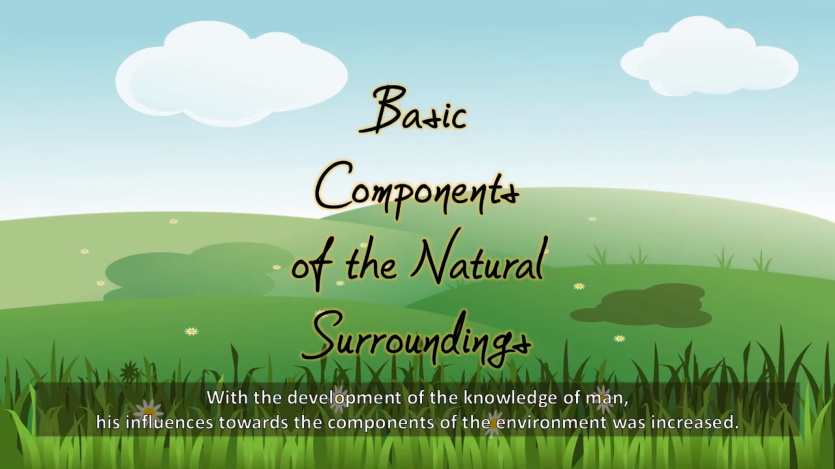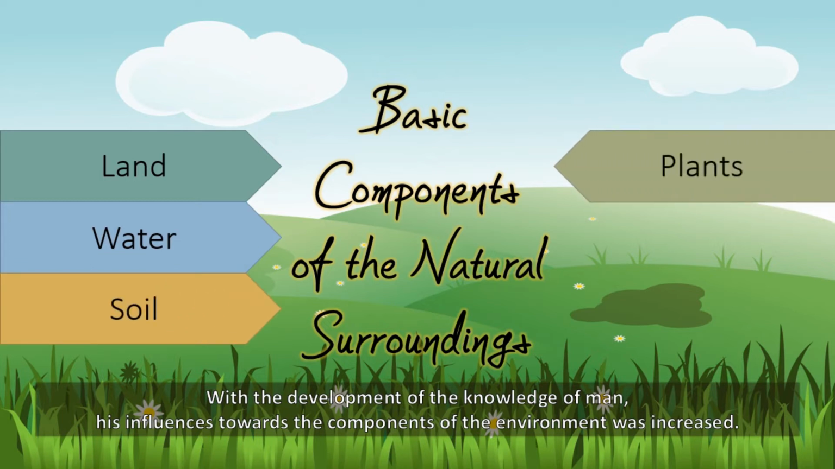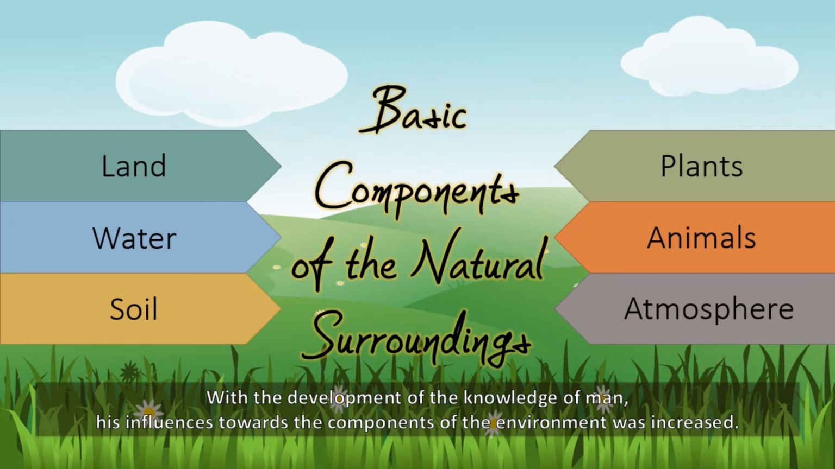In this lesson, we are going to learn about 6 basic components of the natural surroundings. They are land, water, soil, plants, animals, and atmosphere. With the development of the knowledge of man, his influence towards the components of the environment was increased. In this video, let's learn about the basic component, land.